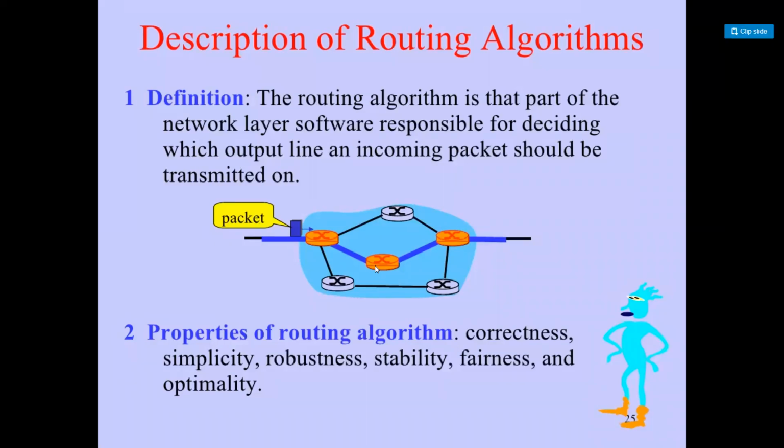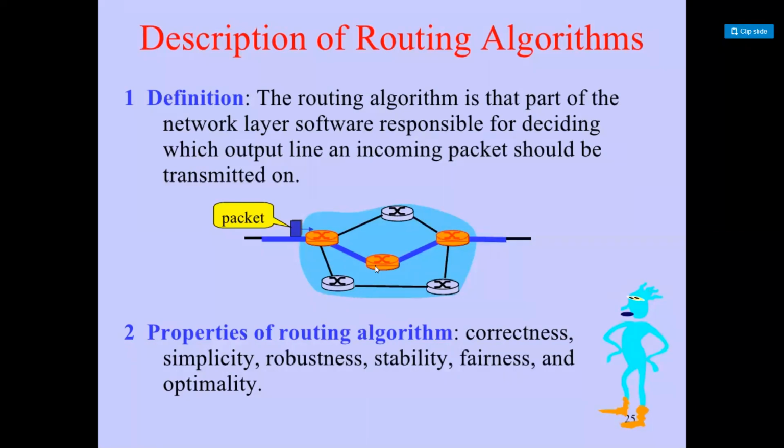Okay, hope you understand. Next, coming to the properties of routing algorithm: correctness, that means the transmitted packet will reach the destination without any problem; simplicity and robustness. Robustness means even though we are having problems like congestion and network failures, it must keep working. Then scalability, stability, fairness, and optimality. These are the properties of routing algorithm.